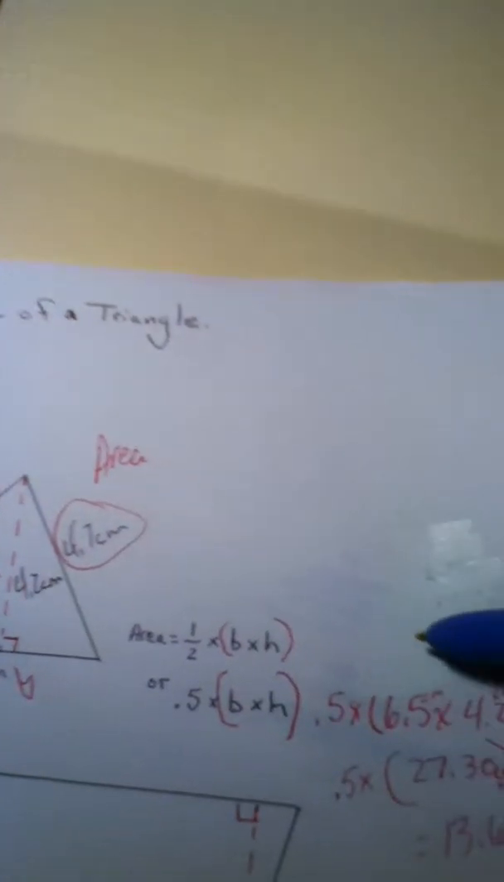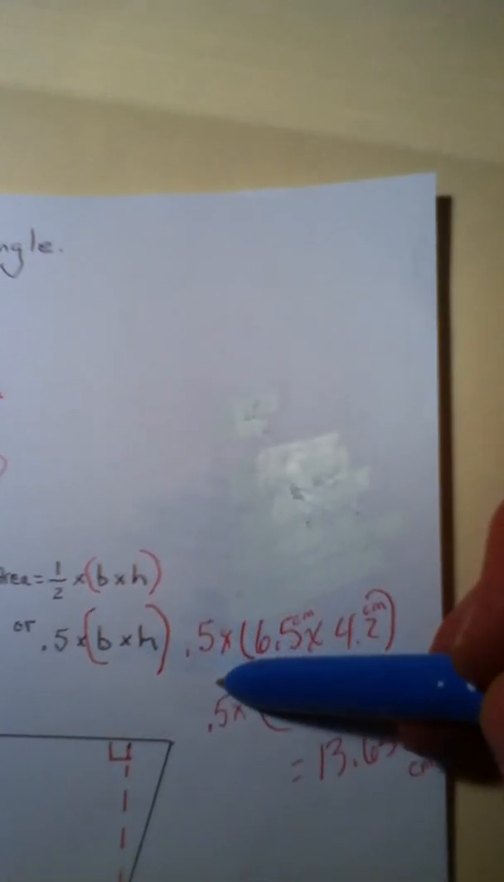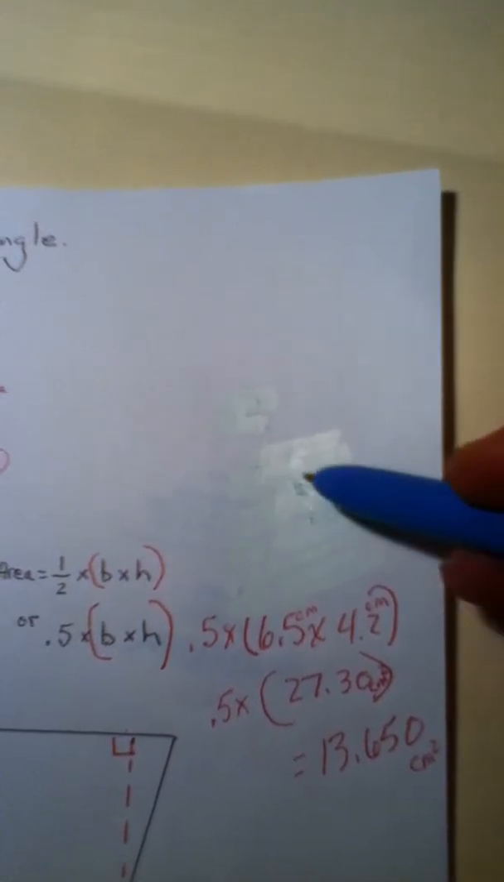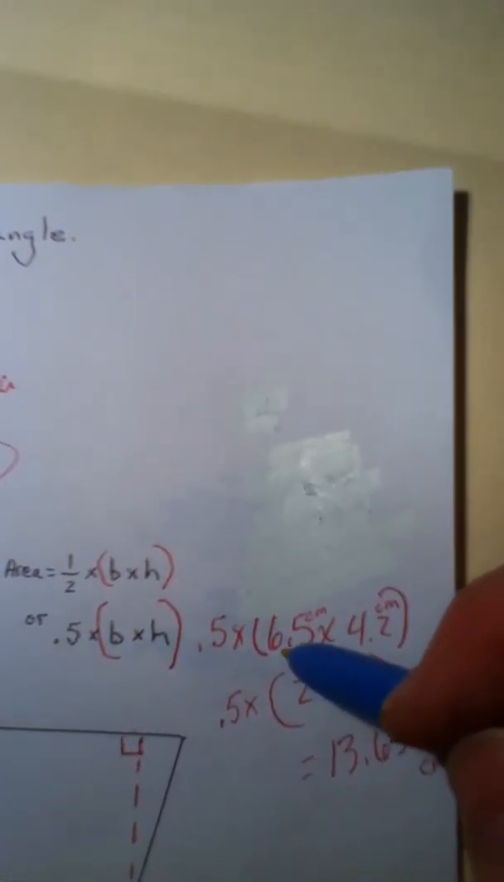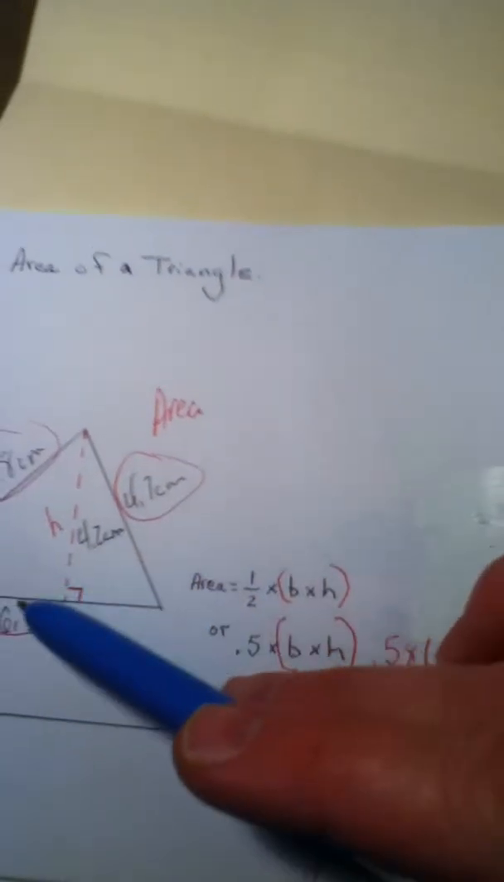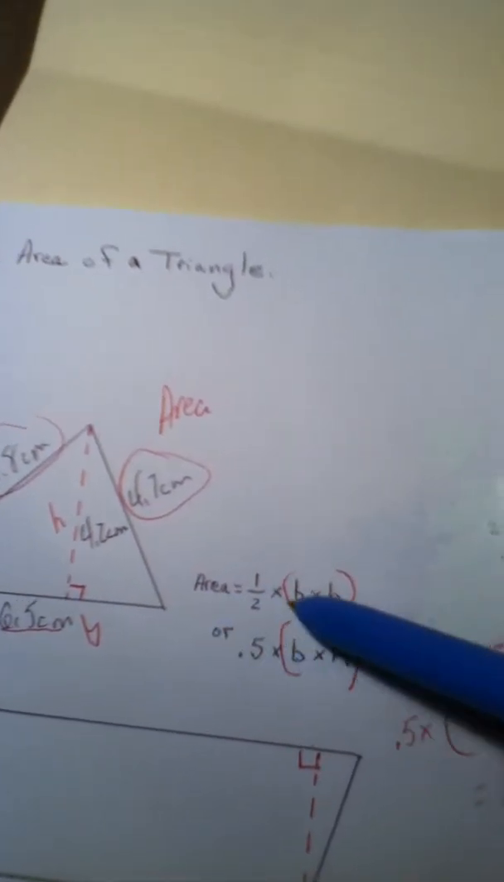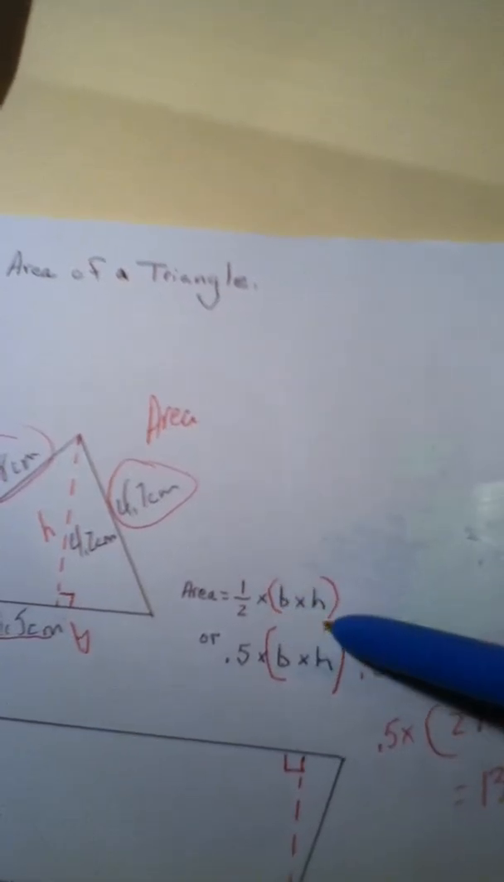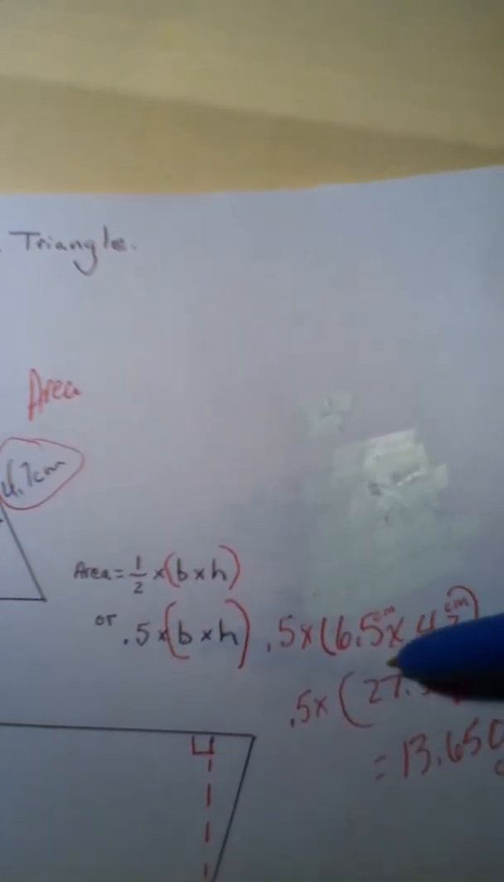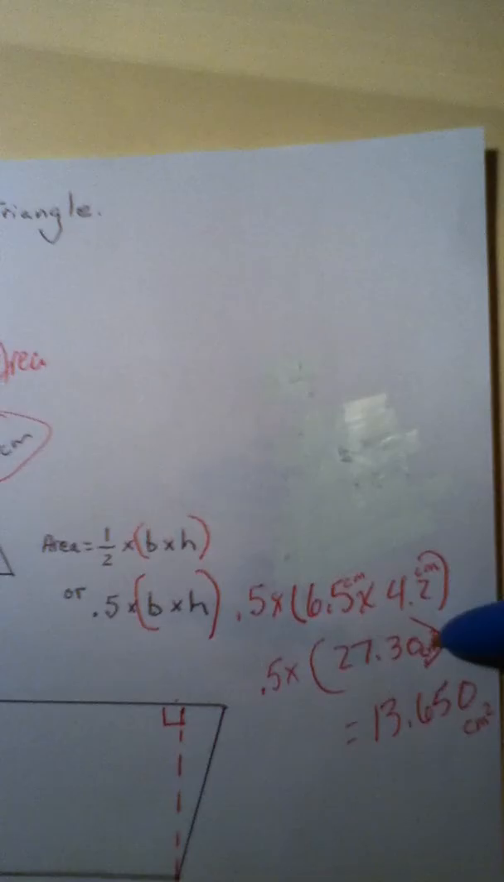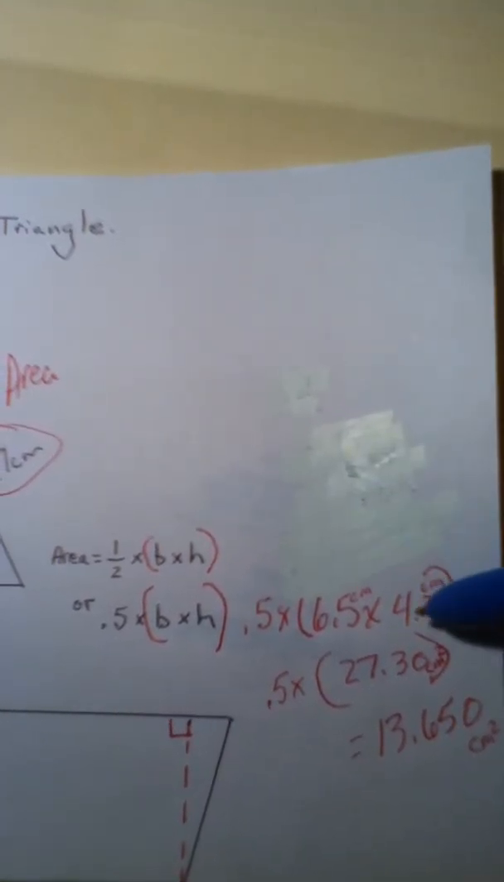Okay, so to do this calculation, I just left it over here, and it got a little messy, so I needed to correct that. 6.5 centimeters is our base, and 4.2 centimeters is our height. We just plug in our numbers to where those little letters are. Very simply done.